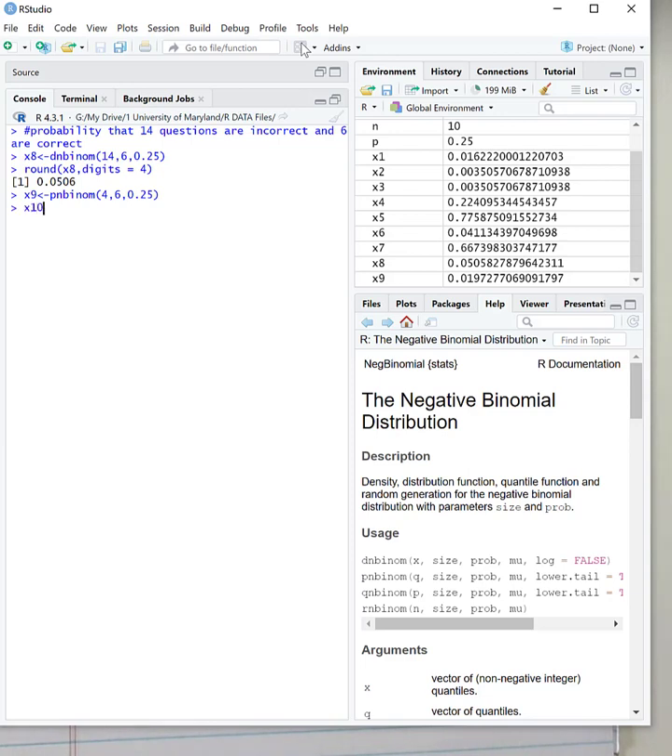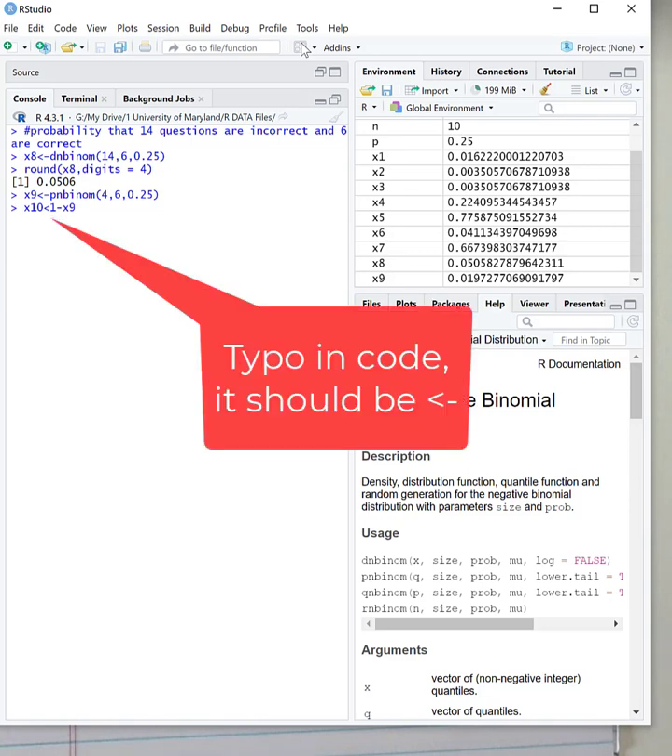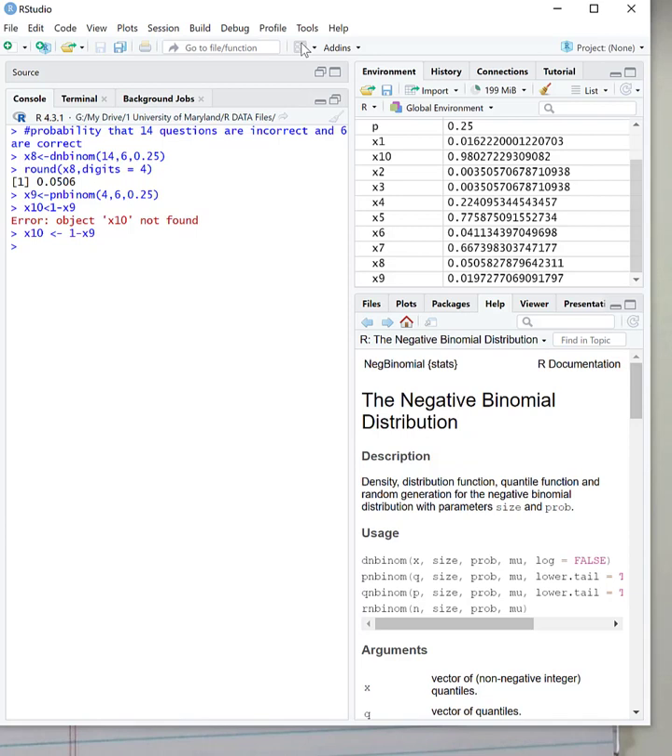So x10, if I wanted to find the actual complement, I would do 1 minus x9. And we would say, if I wanted to round, 0.9803. And that's using the negative binomial.